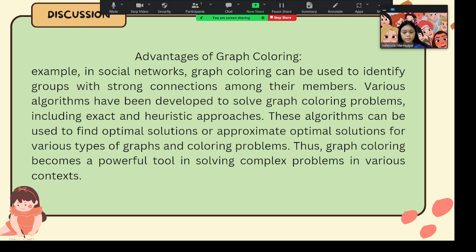And limitations of graph coloring. The effectiveness of graph coloring can also be influenced by how the graph is represented. Different representations of the same graph can result in different coloring outcomes, which can be confusing and difficult to interpret. Therefore, choosing the appropriate graph representation becomes critical in the coloring process.